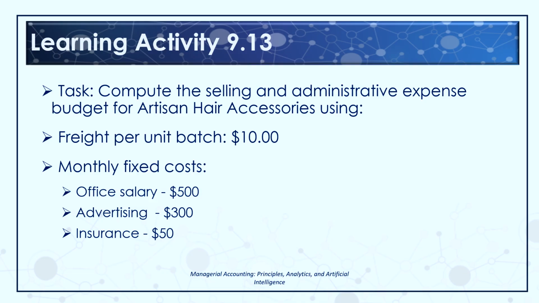Now complete learning activity 9.13. Prepare the selling and administrative expense budget for Amour Artisan Hair Accessories. You need some data. Freight per unit batch is $10. There are monthly fixed costs of office salaries of $500, advertising of $300, and insurance of $50. Pause here and compute the total selling and administrative expenses for the quarter. Once you've finished, check your solutions with the answers provided in the back of Chapter 9.